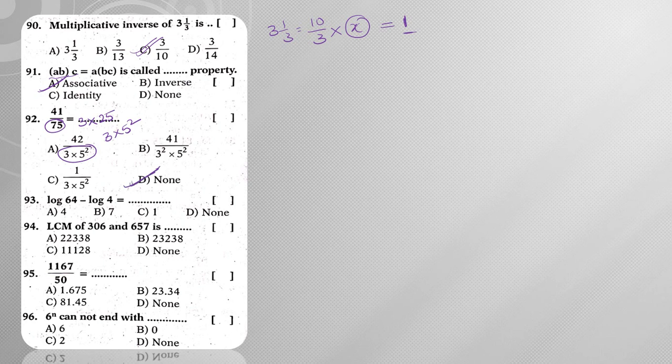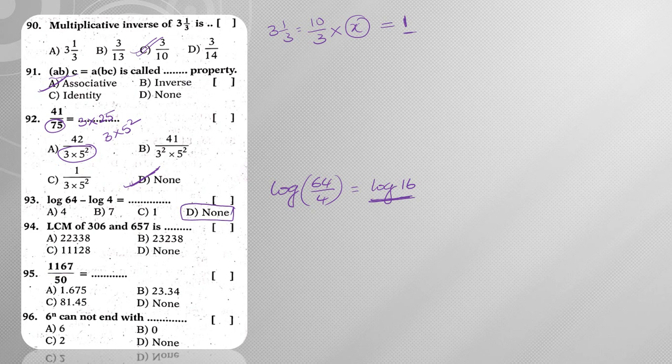Next, log 64 minus log 4. This is in the form of log x minus log y. Log x minus log y I can write as log of x by y, which I can write as logarithm of 16. 16 4s are 64. Hence the answer is log 16. But in the options we don't have log 16. So hence we can consider the answer as none.